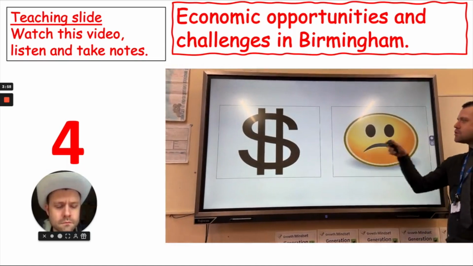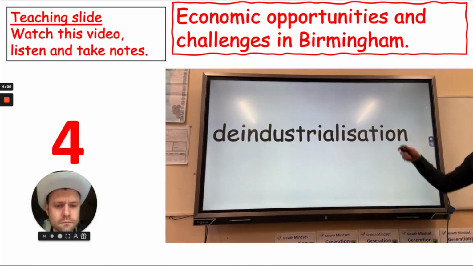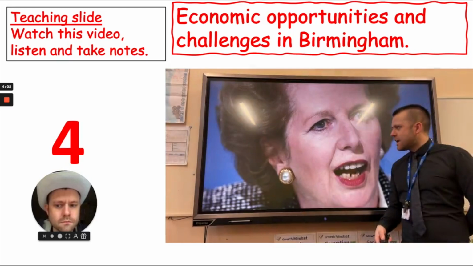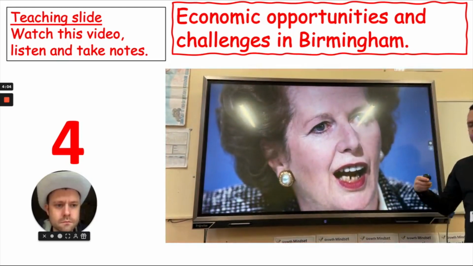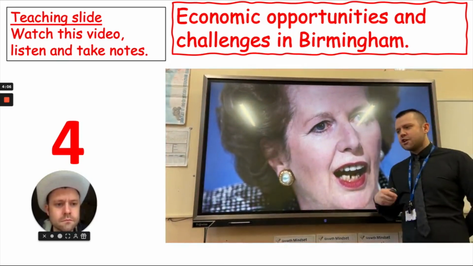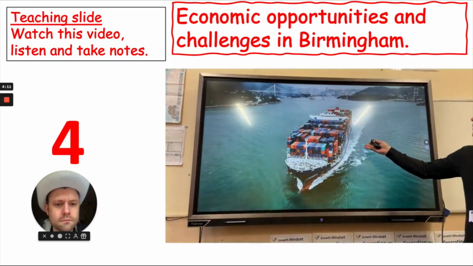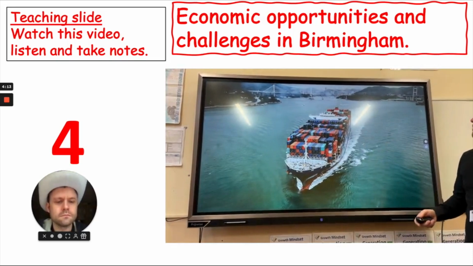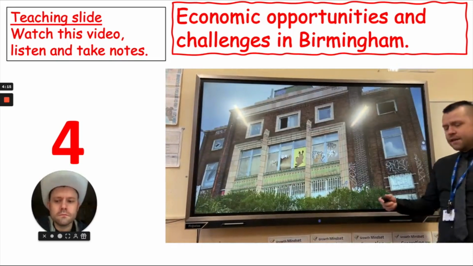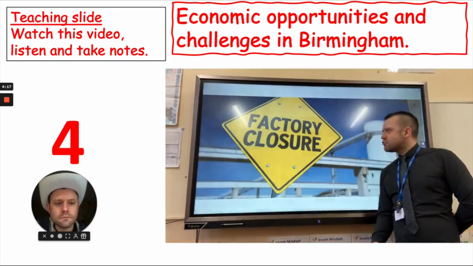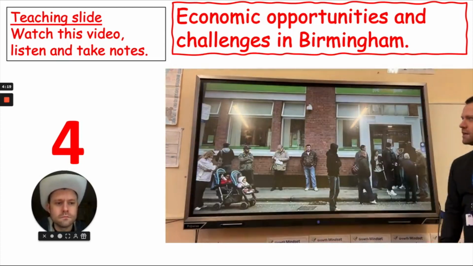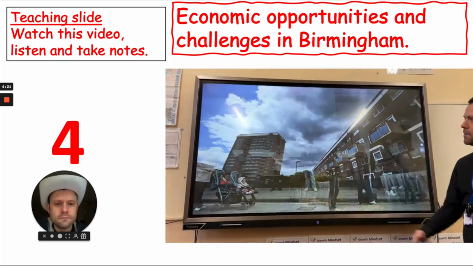However, there are also economic challenges in Birmingham, often linked to deindustrialisation. In the 70s and 80s, the Tory government under Margaret Thatcher changed government policy and encouraged people to buy and use cheaper foreign imports from countries such as China. This led to dereliction of factories that closed down, resulting in mass unemployment in Birmingham.